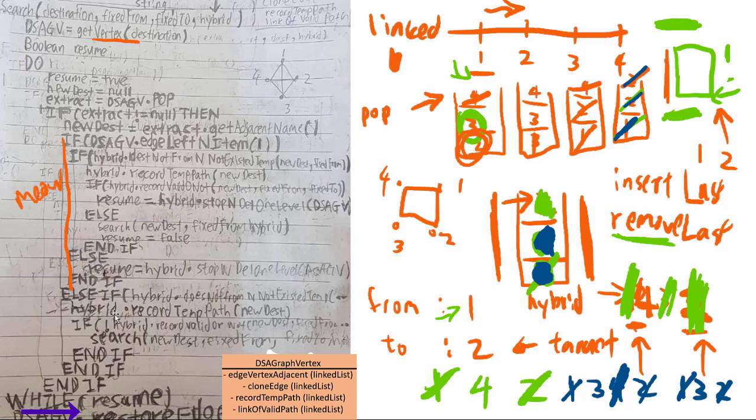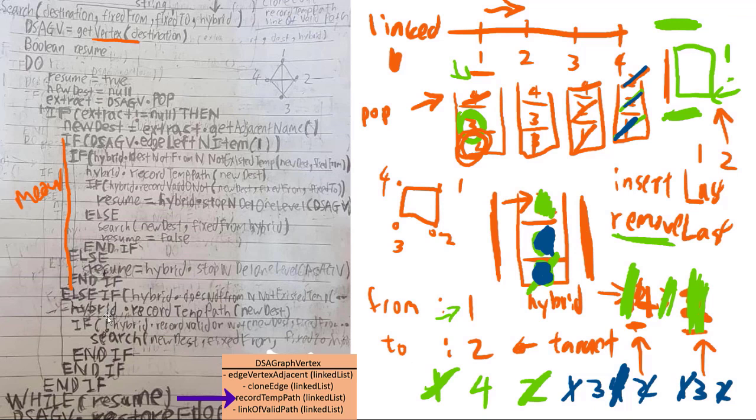So let's call here. If the hybrid is not in the stack, and the hybrid does not exist in the temp, so the temp is this one. Do you remember the orange box? The orange box has the linked list called temp. So it's not from the temp and it's not from n.